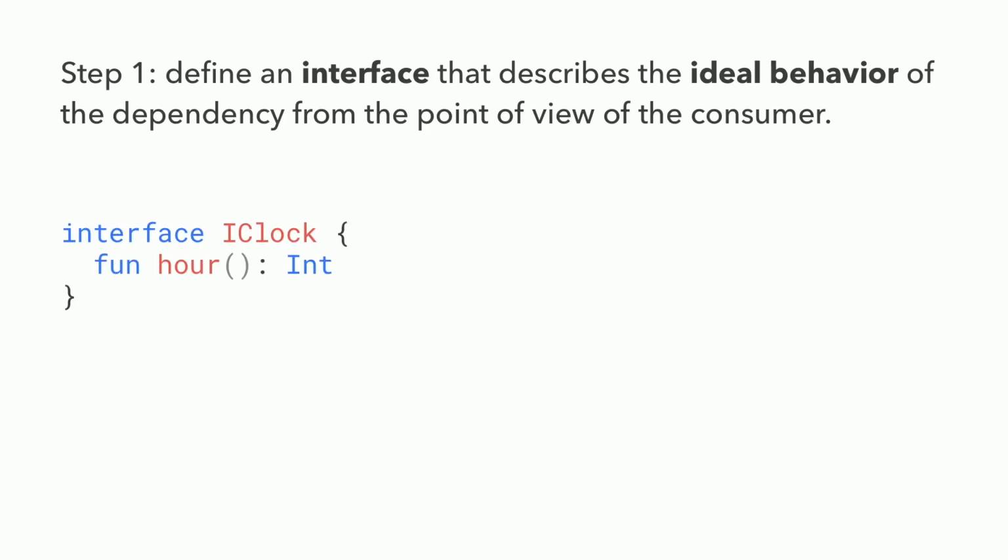Step one is going to be to define an interface that describes the ideal behavior of our dependency from the point of view of whoever's using it. In this particular case, what did I care about when I was writing that code? I needed to know the current hour. I didn't need to know the current minute or second or millisecond. All I needed to know was the current hour. So I'm going to define an interface here. I'm using the I prefix just so it's easier for you to tell during this talk what's an interface, but that's not a naming convention that you need to adhere to. All this interface does is say, I need something that can tell me the current hour.